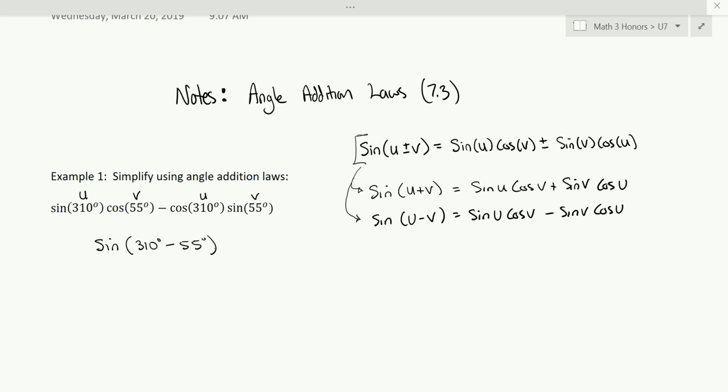So u is one angle and v is the other one. No, it can swap. Sine of u cosine of v is the same thing as cosine of v sine of u. So you can swap them. Over here I have uv, vu, but over here I have uv and uv, so it's the same thing, because in a product you have the commutative property where you can move things around. Yes, it would be different.